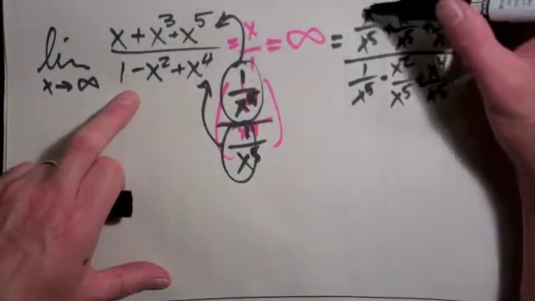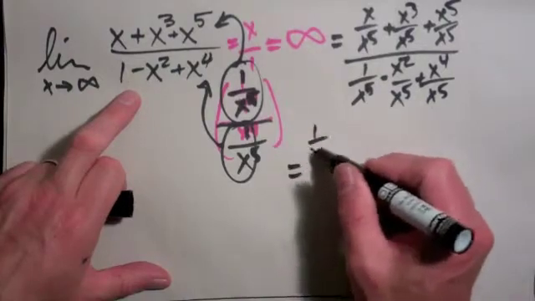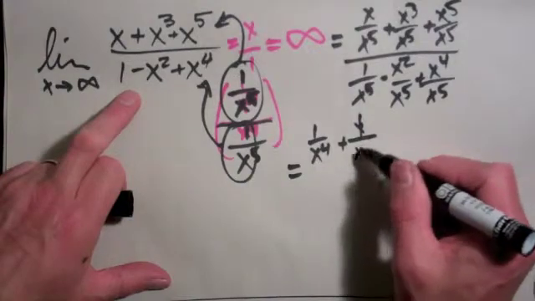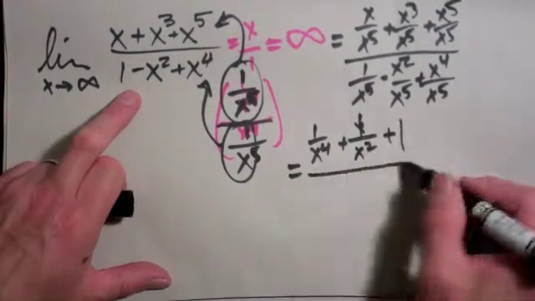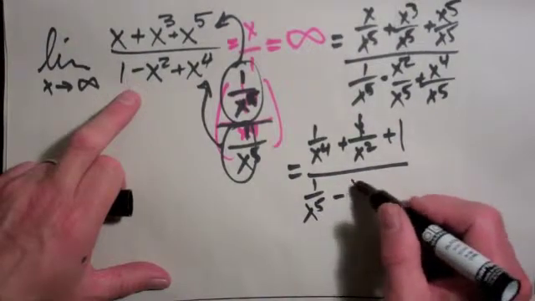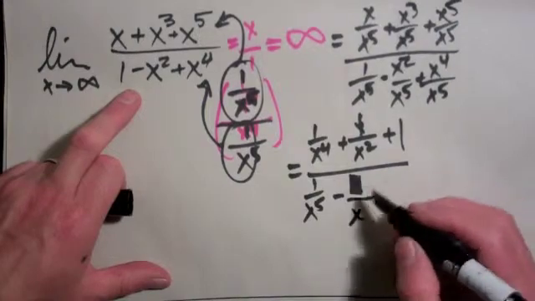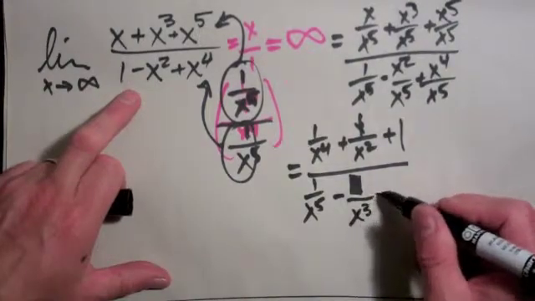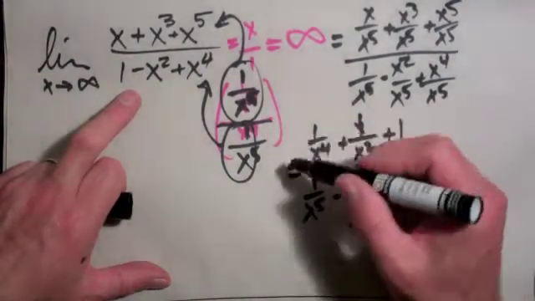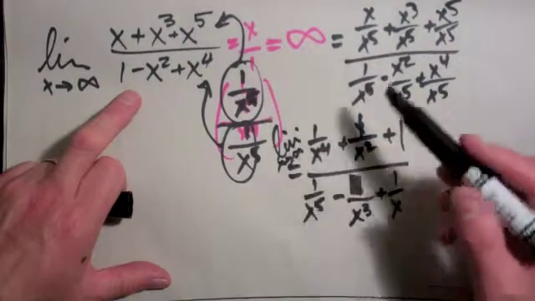Well, you're going to cancel x's now, and you're going to wind up with 1 over x to the 4th plus 1 over x squared plus 1, all over 1 over x to the 5th minus 1 over x to the 3rd, and then plus 1 over x. Well, now you're taking the limit as x goes to infinity for each one of those.